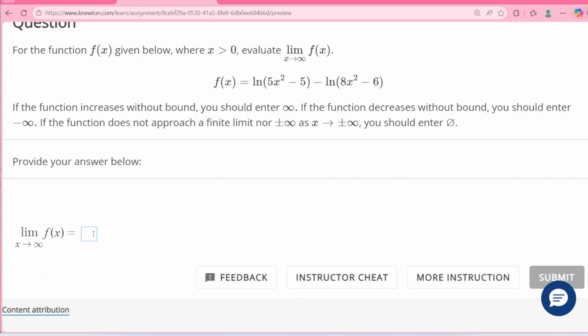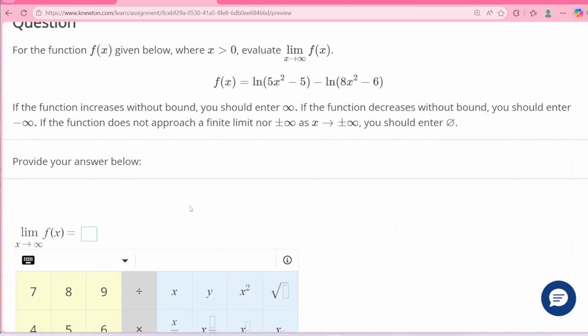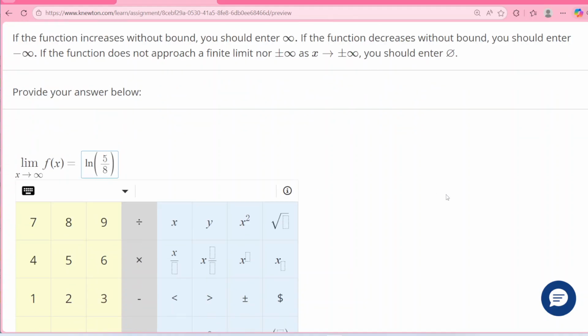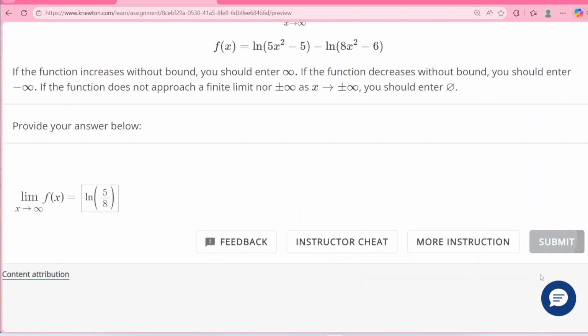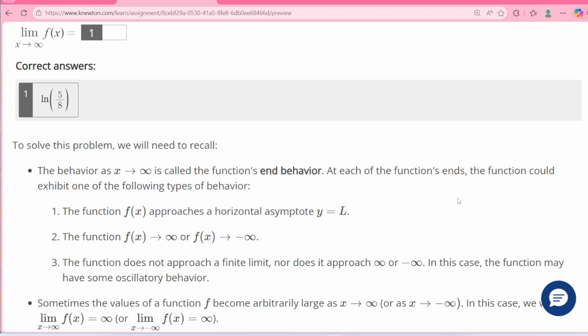So again, enter an exact value. Now, if the limit didn't exist, we'd put the empty set symbol where it's not approaching anything. But it is natural log. Oh, did it say round? No, it didn't say anything about that. So just natural log of 5/8. Didn't say anything about rounding. There we go. That should be good. Right.